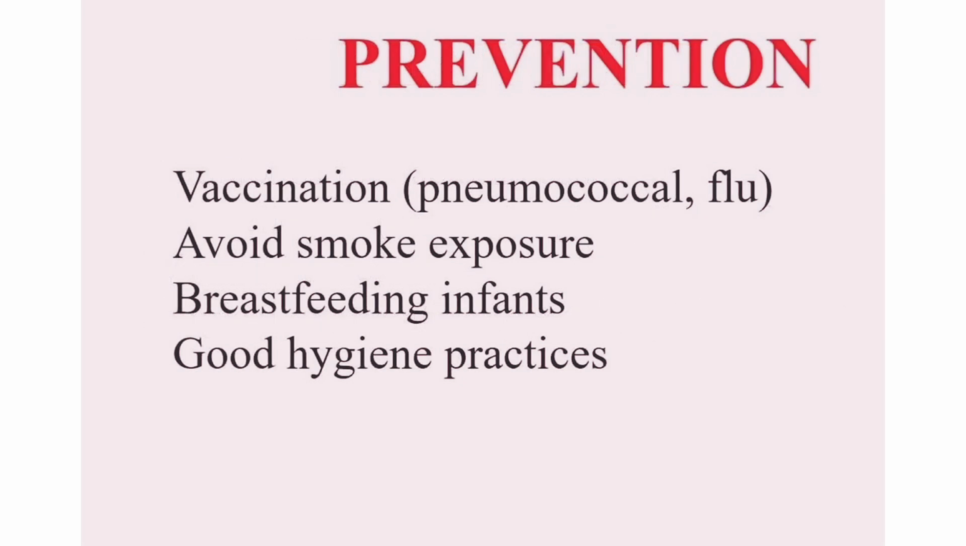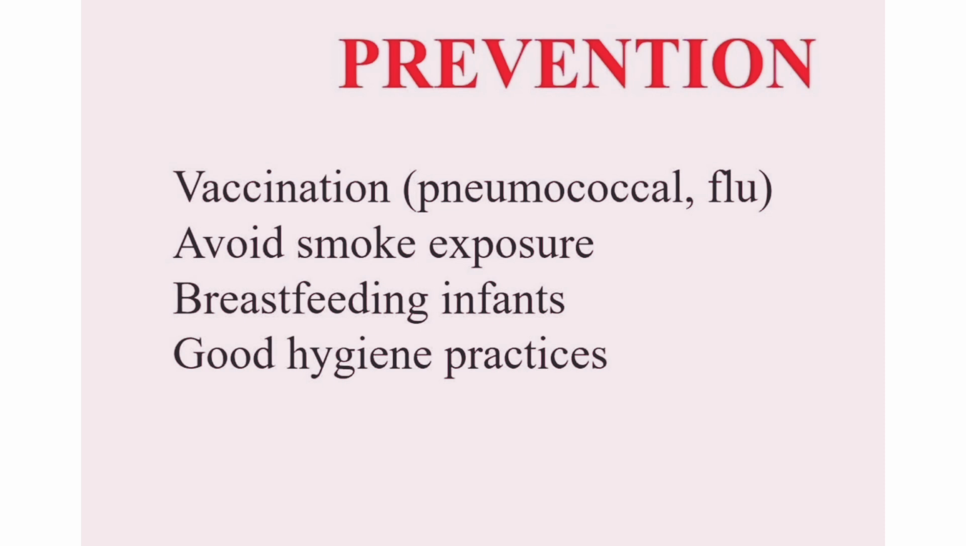Now let me move towards the next slide, that is the prevention. Several strategies can help prevent otitis media, including number 1 is practicing good hygiene. Washing hands regularly and avoiding close contact with people who are sick can help reduce the risk of respiratory infections that can lead to otitis media. Number 2 prevention is avoiding exposure to smoke. Exposure to smoke can increase the risk of otitis media. So, avoiding smoking and secondhand smoke is important.